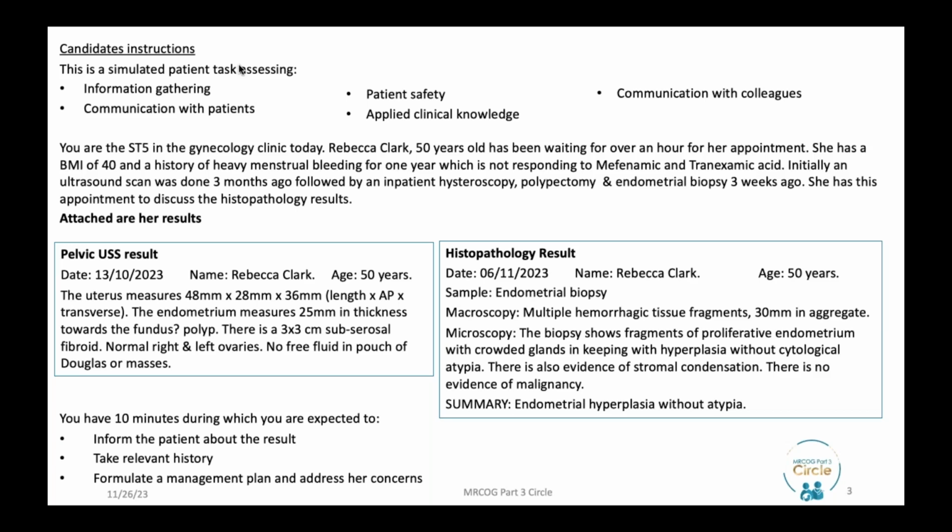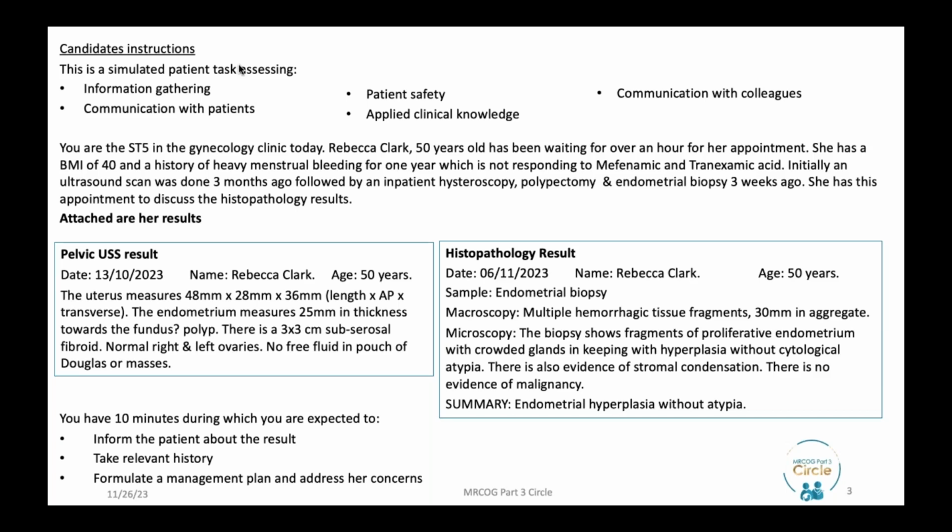Below that, you will have your domains. Here, I've put all the 5 domains just for teaching purposes to see how we can cover them. But in the exam, you'll have 3 to 4 out of the 5 in each case. You wouldn't find all the 5 domains there. So the 5 domains are information gathering, communication with patients.